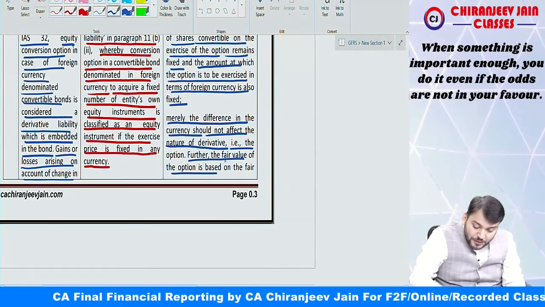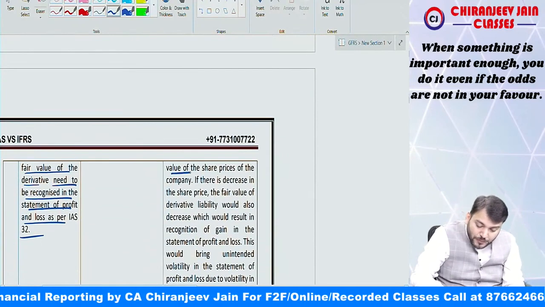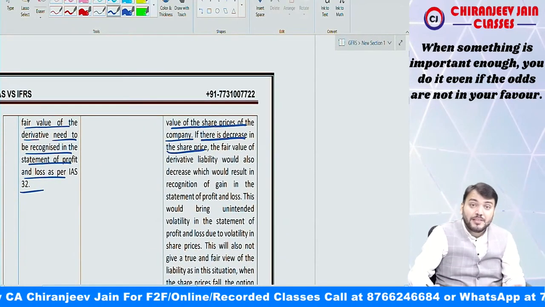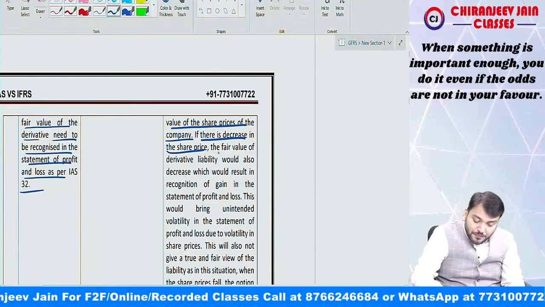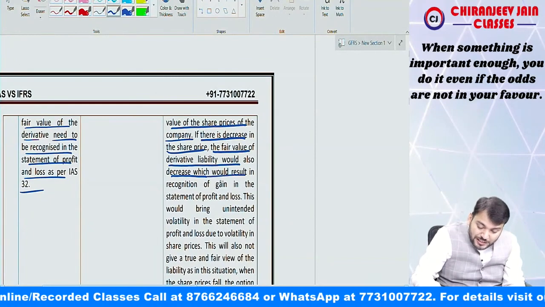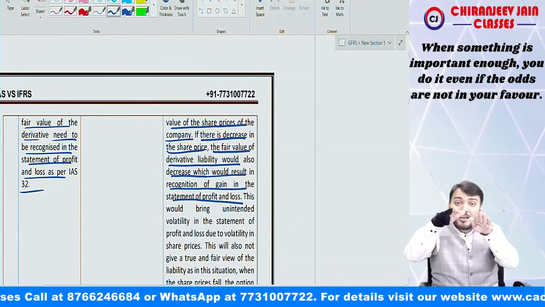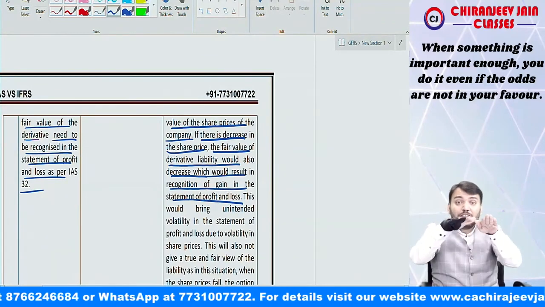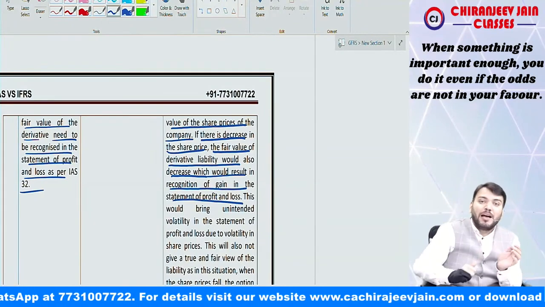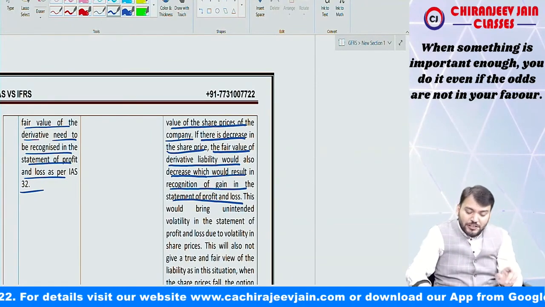So what they said: further the fair value of option is based on fair value of the share price of the company. If there is a decrease in share price, the fair value of derivative liability would also decrease, which would result in recognition of gain in the statement of PL. Means if the market price of shares is decreasing, the value of derivative liability will also decrease, and which will be transferred as a gain to PL. Correct? Are you able to understand?